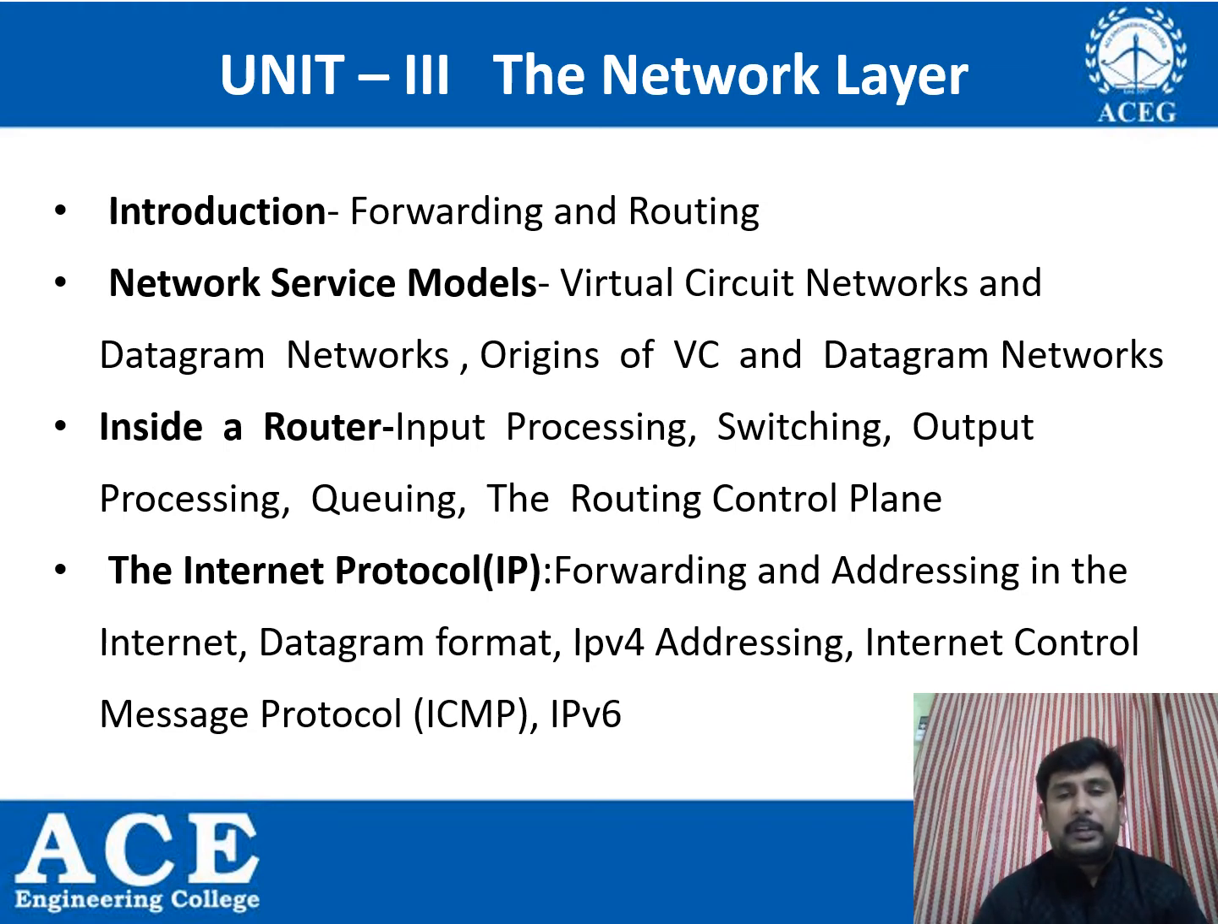So the next unit, that is network layer, which is the third layer of the OSI model, lies between transport layer and data link layer. As per the norms of the OSI model, it provides services to the transport layer and it takes the service of the data link layer. So what are the different functions performed by it will be discussed in this unit.